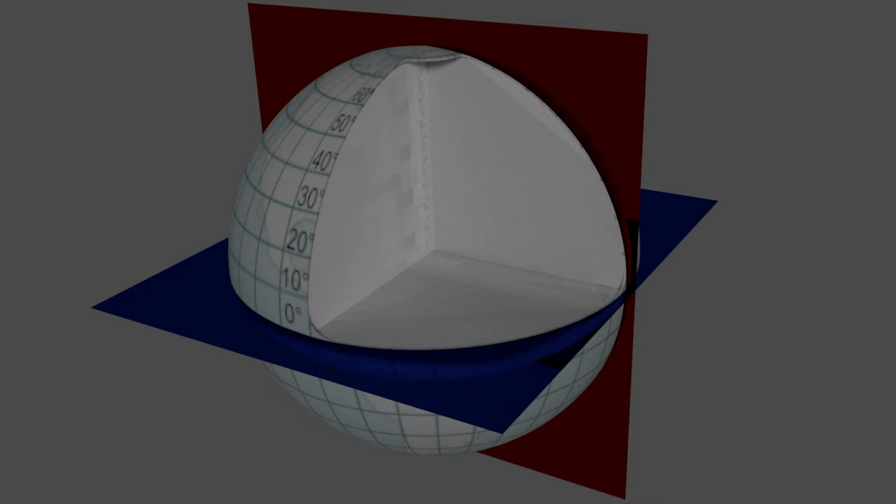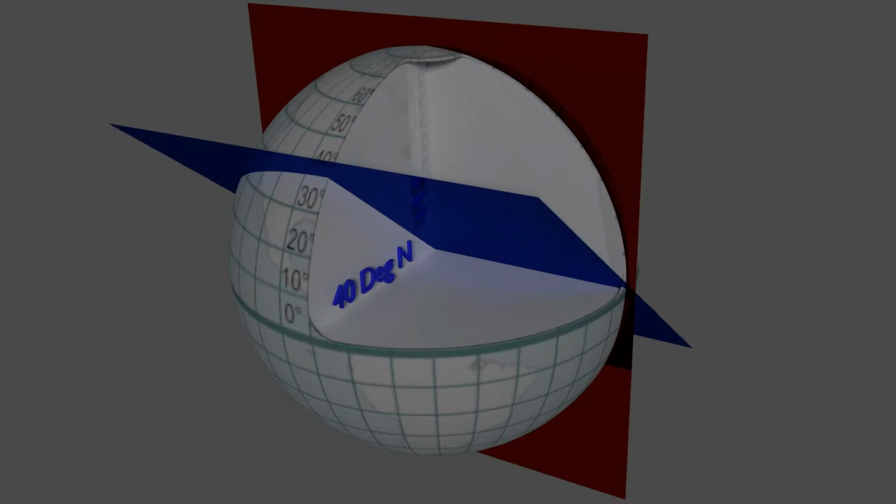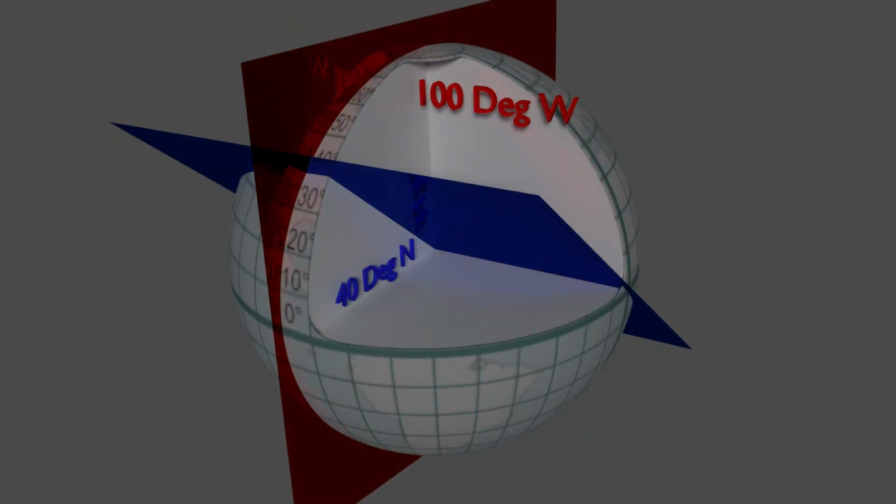Let's say we wanted to find the coordinate 40 degrees north latitude and 100 degrees west longitude. This animation shows how that is found on a globe. The point at which these two planes intersect on the Earth's surface defines its latitude and longitude point. The 40 degrees is from the center of the Earth and the 100 degrees is from the prime meridian that runs through the United Kingdom.